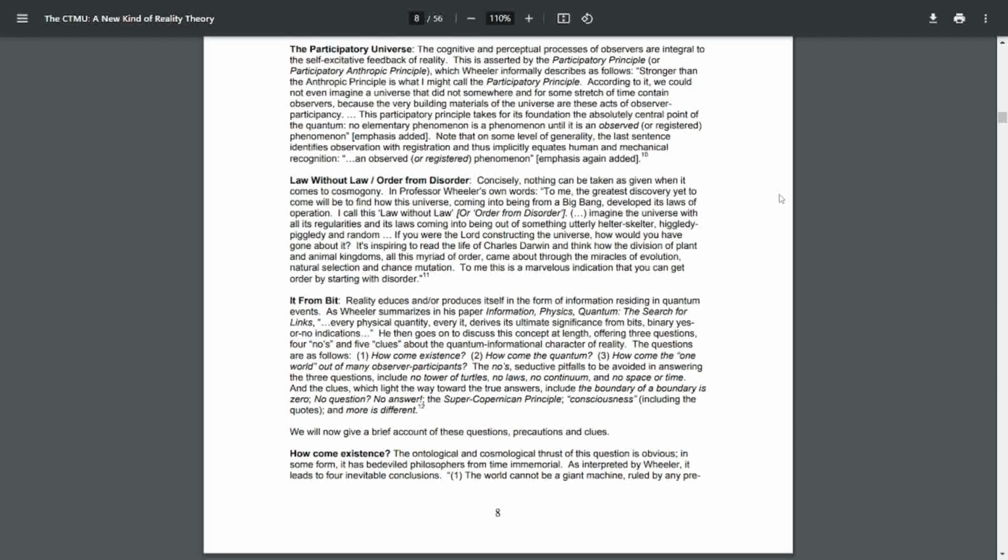The questions are as follows. How come existence? How come the quantum? How come one world out of many observer participants? The no's, seductive pitfalls to be avoided in answering the three questions, include no tower of turtles, no laws, no continuum, and no space or time. Okay, so what is the Tower of Turtles?